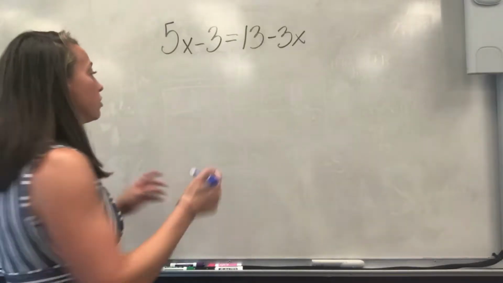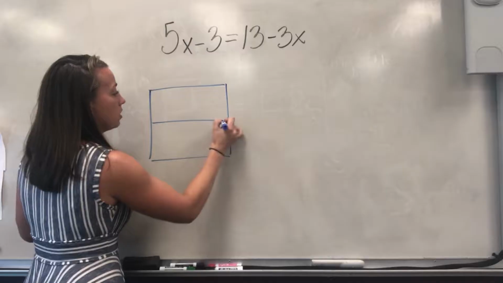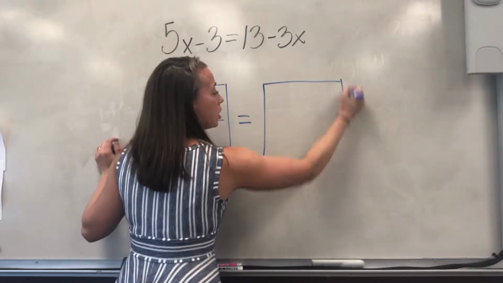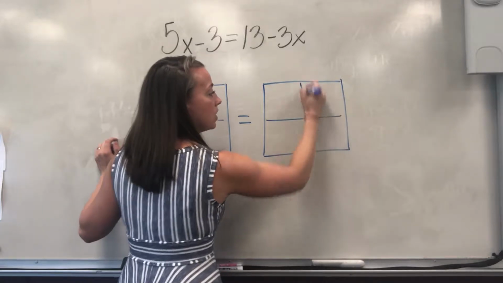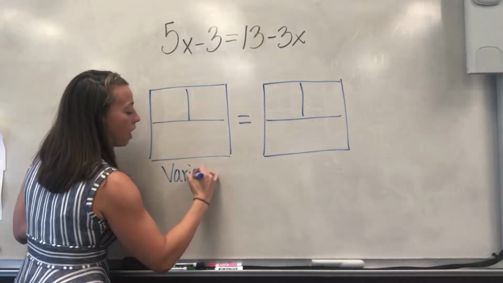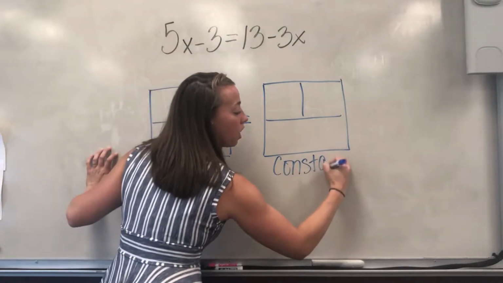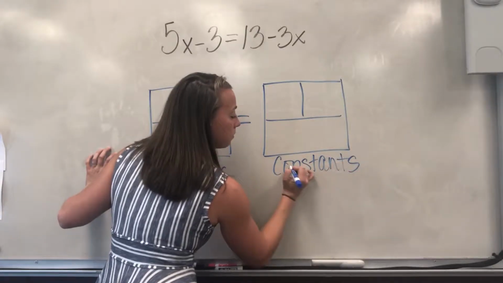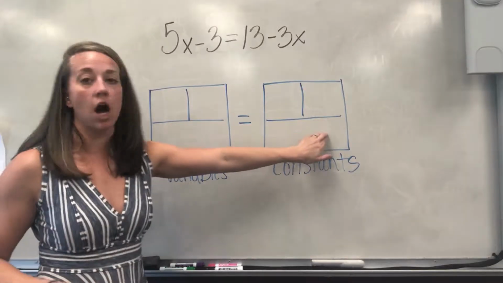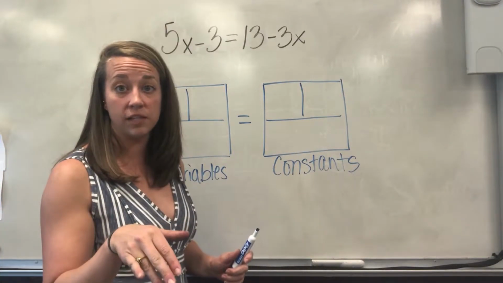So the first thing we want to do is create two boxes, one for the left side of the equation. I'm going to put my equal sign in the middle, and then I'm going to create a box for the right side of the equation. I'm going to call this box my variable box, and this box is going to be my constants, which are all the other numbers not attached to variables. So I've got my variables here on the left, and my constants over here on the right. If you wanted to flip-flop these, that would be perfectly fine as well.